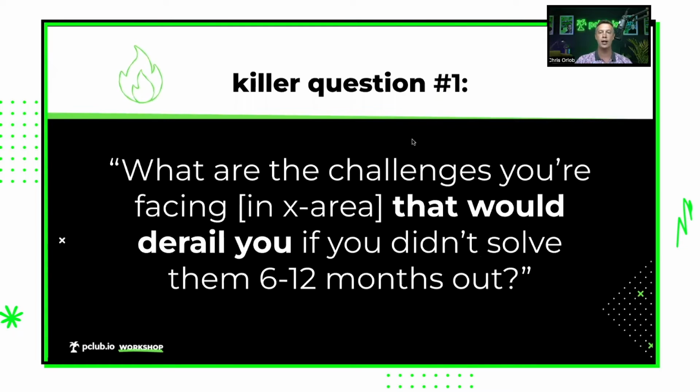So question number 1 is asking your buyer, after you've warmed them up a little bit, what are the challenges that you're facing in X area, where X area is the typical problem area you solve, that would derail you if you didn't solve it 6 to 12 months from now? Okay, there are a couple phrasing variations you can experiment with. You can say, what would derail you if you didn't solve it 6 to 12 months from now? You can say, what would be problematic if you didn't solve it 6 to 12 months from now? You can even say, what would you regret not solving 6 to 12 months out?